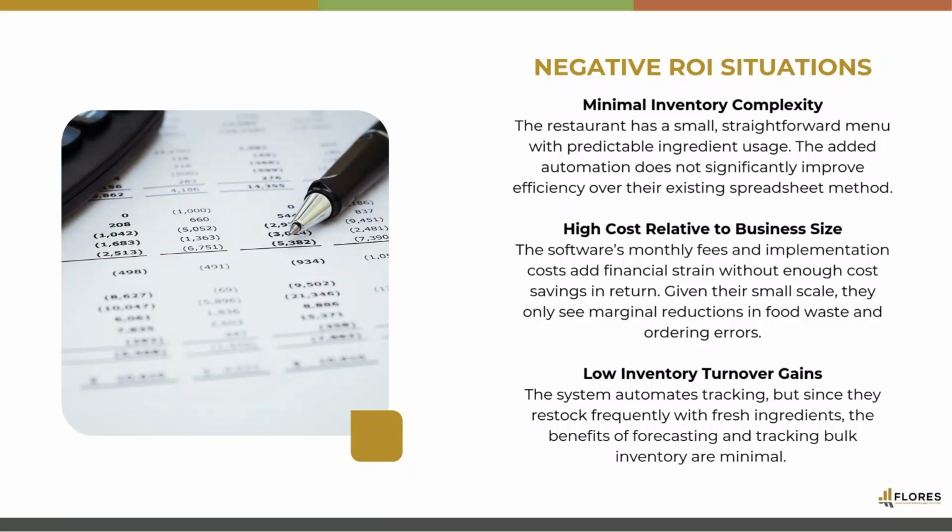The following items will come into play when factoring if an inventory module would improve your bottom line. Your restaurant operates with a concise, consistent menu and predictable ingredient usage. As a result, the added automation would offer minimal efficiency gains compared to a current spreadsheet-based system. Although automation has potential, the restaurant size and predictable operations mean the software's cost couldn't translate into meaningful savings.